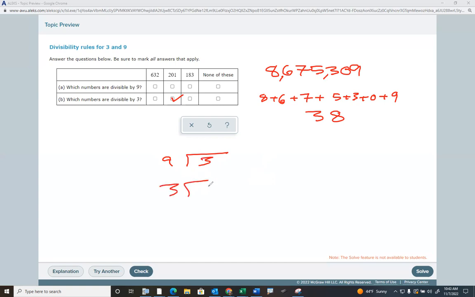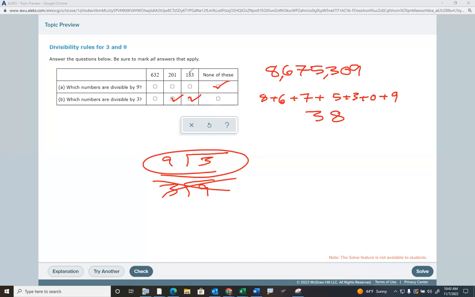Oh yeah, sure, 3 divides into 9, but that's not what we're checking. We're checking this one. How about this? 1 plus 8 plus 3 is, I don't know, it'd be 12. Does 9 divide into 12? No. Does 3 divide into 12? Yes. So for the 9, the answer is none of these.